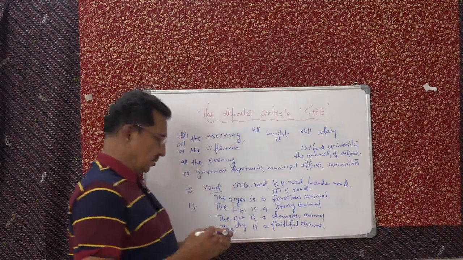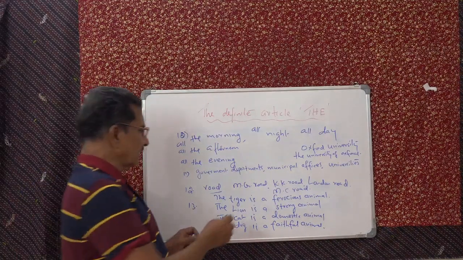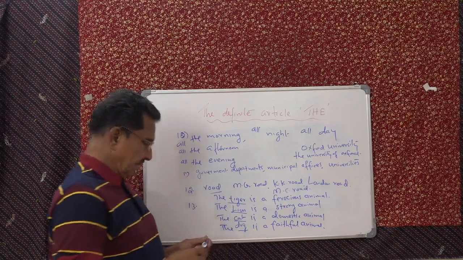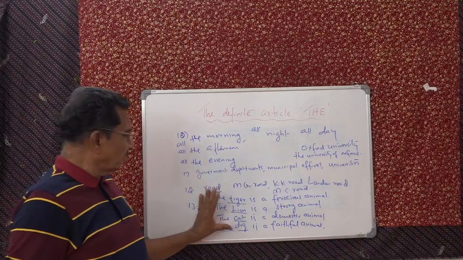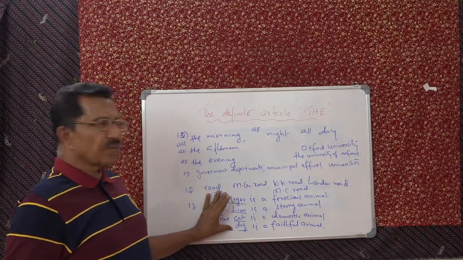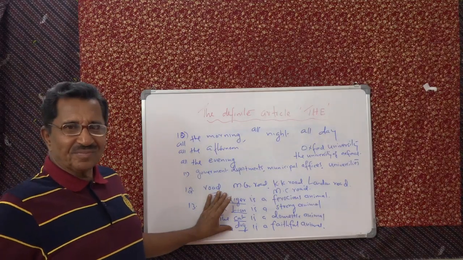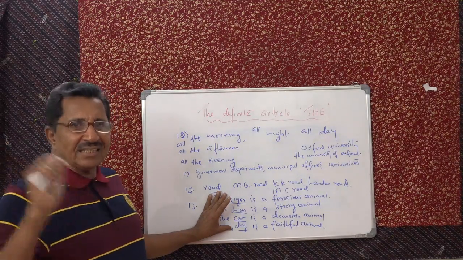When you say it like this, this is singular now. Singular, singular, singular. And you are using the. Without the, it will be "Tiger is a ferocious animal." It's a general statement. Understand? Simply a general statement.